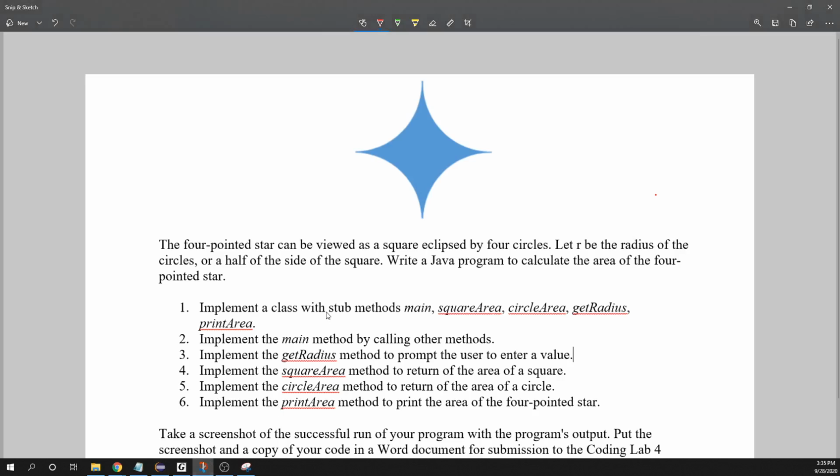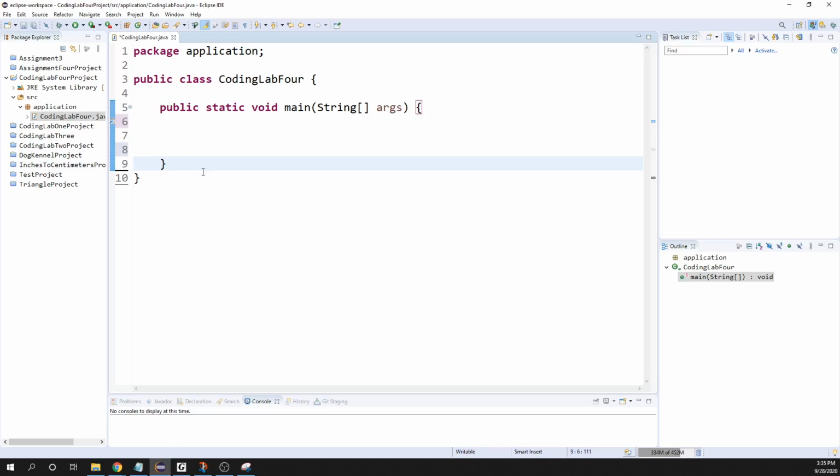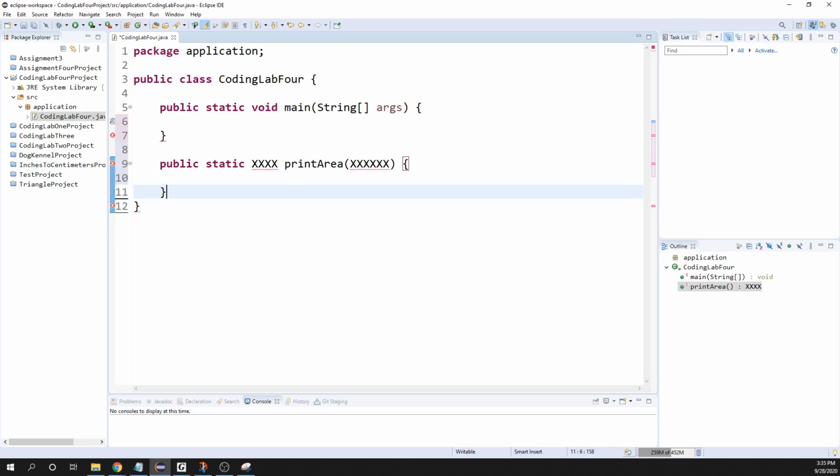Now, going back to the problem statement, it says implement a class with stub methods: main, square area, circle area, get radius, and print area. So what you're going to have are those methods in here. I already have a main method in here. That's the same every single time, but you're going to have to add these other methods. I'm not going to show you every little detail about how this goes, because that's part of the problem that you have to figure out yourself. But you're going to have methods in here that look like this.